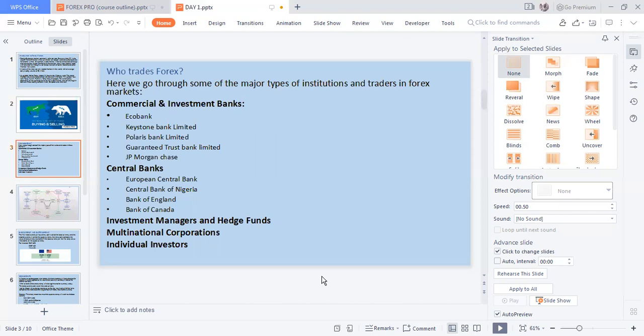Now, the subordinates that trade Forex are EcoBank, Keystone Bank. You see all those banks you and I will use probably to save money and all of that. These are the subordinate banks that trade Forex.